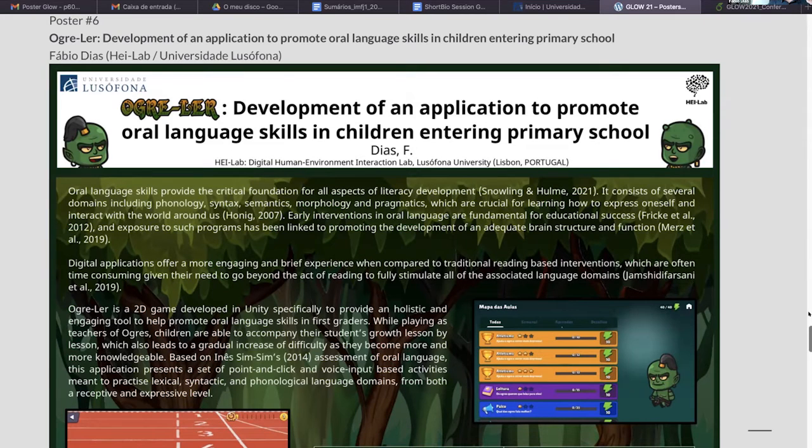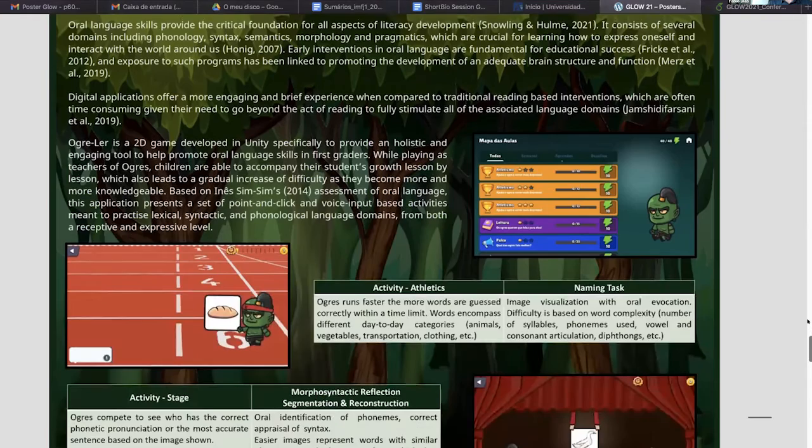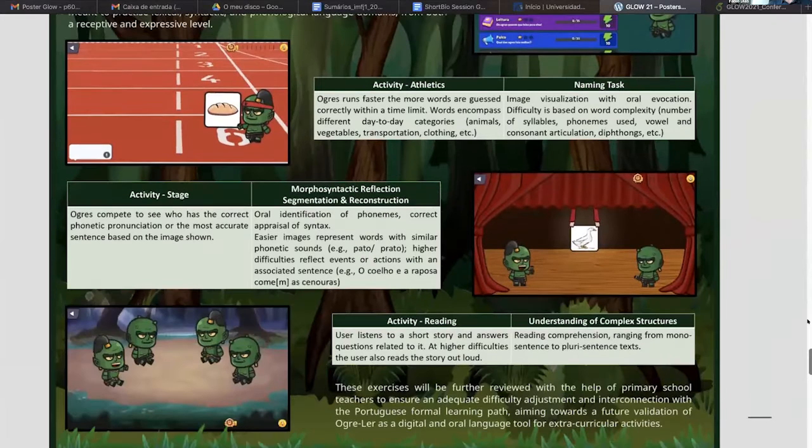The intervention is normally focused on reading tasks, which can be done at school or with parents at home, but it can't only focus on the reading. It needs to go beyond. It needs to go into asking questions, answering, training the pronunciation, and so forth. So this is actually where digital interventions come in.